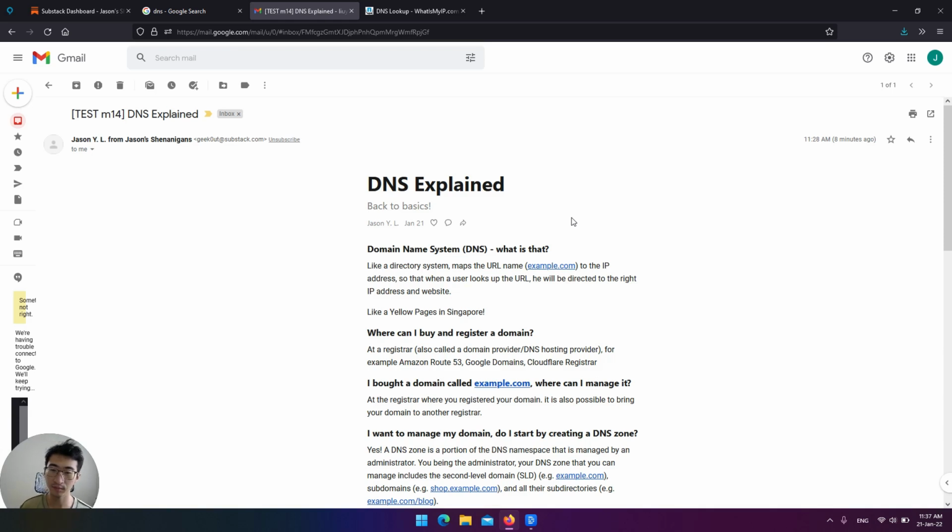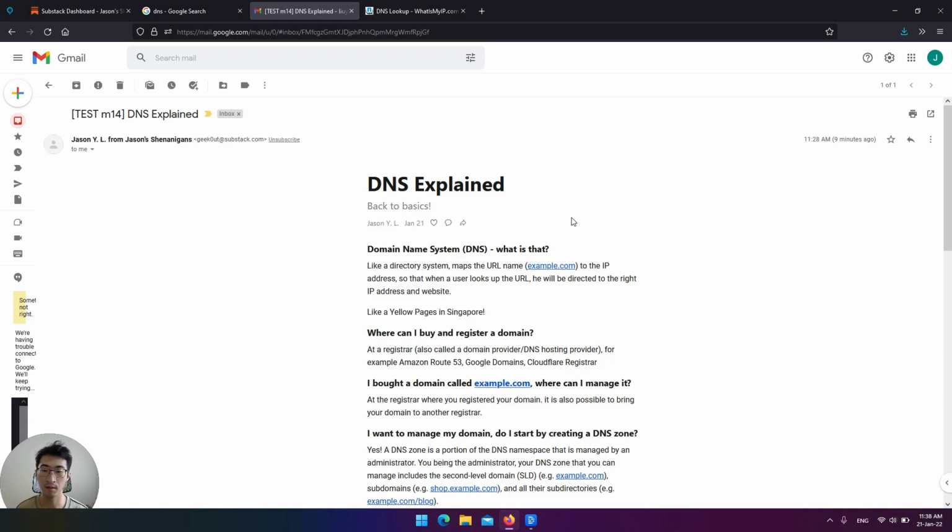So another question is, where can I buy and register a domain? For example, I want to get json.com. Where do I get that? So you can go to the registrar, also called a domain provider or a DNS hosting provider. For example, Amazon Route 53, Google Domains, Cloudflare Registrar. And if it is available, you can get it at a cost. Some can be very expensive, some can be as cheap as 10 USD per year. So it can be quite affordable depending on the scale of your business.